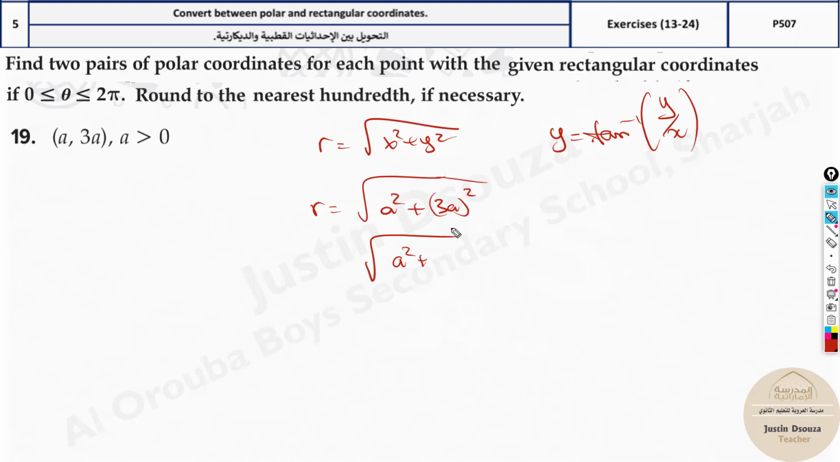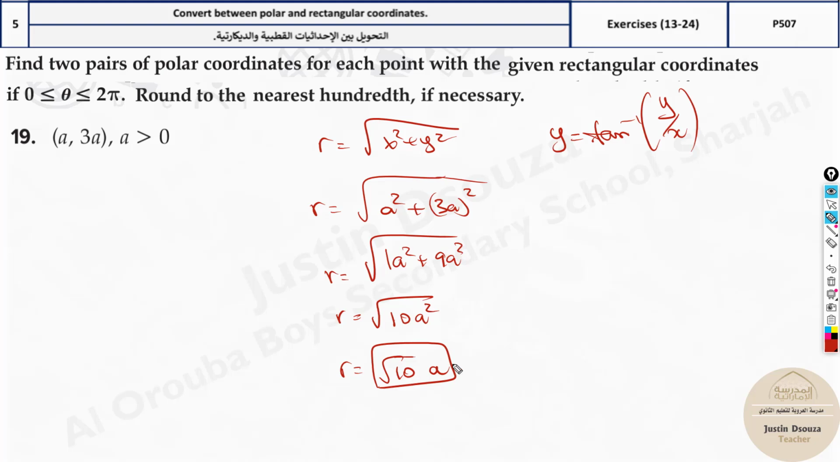A square, let it be. What is 3 square? It's 9a square. Now 1, this is 1, right? Nothing is there. 1 plus 9 is 10, root of 10a square. Or what you can do is, the radius can be equal to root 10a, because the square is there, it cancels.